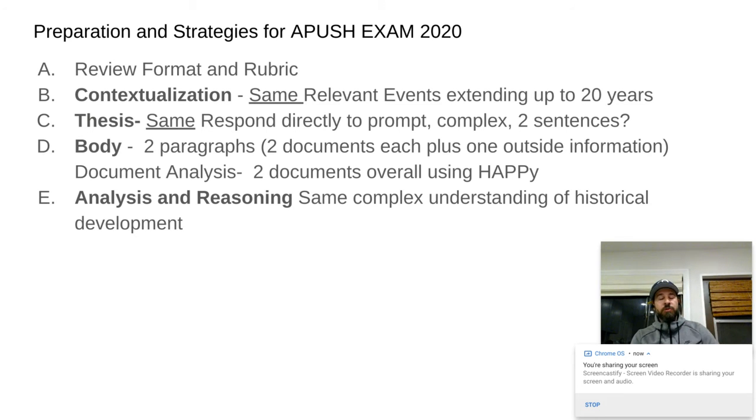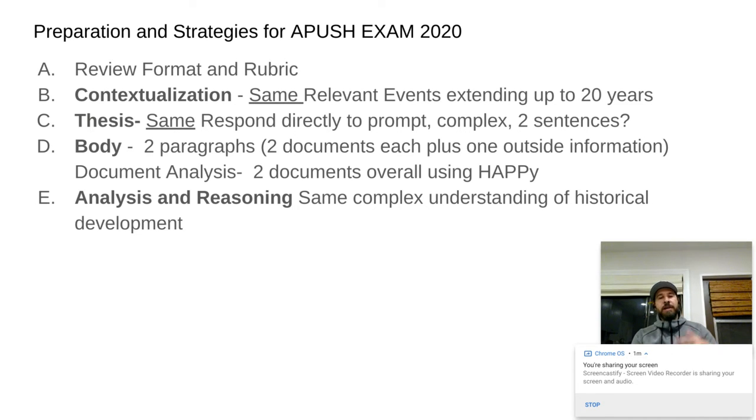Look at the new rubric, a modification of the one we used in the classroom previously, going from 10 points to 7 points, and from 7 documents to 5 documents. So the contextualization and the thesis are exactly the same. For the body paragraphs, most likely you're going to write 2 paragraphs instead of 3. Why? Because you're going to have 4 documents overall to receive the maximum number of points.